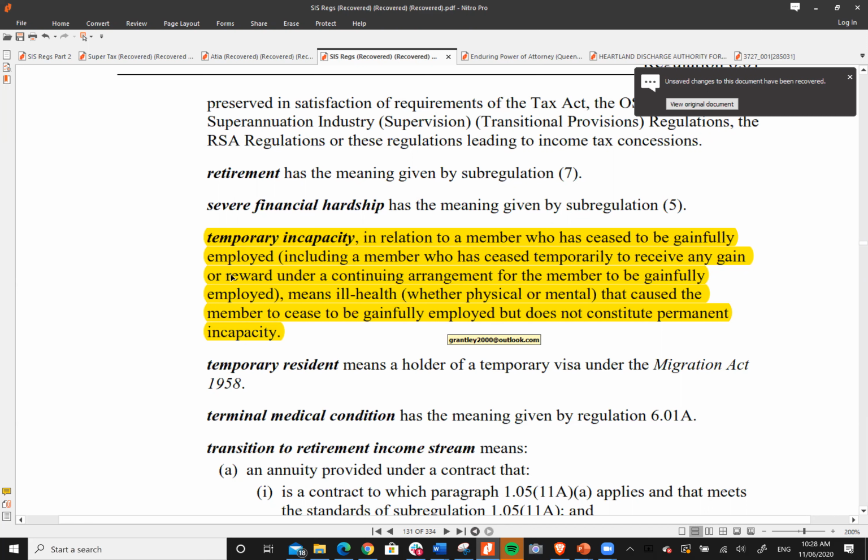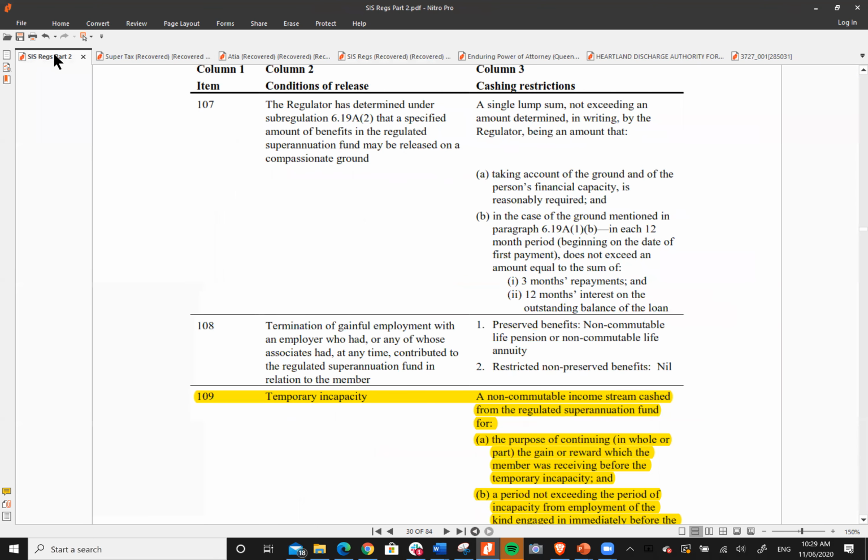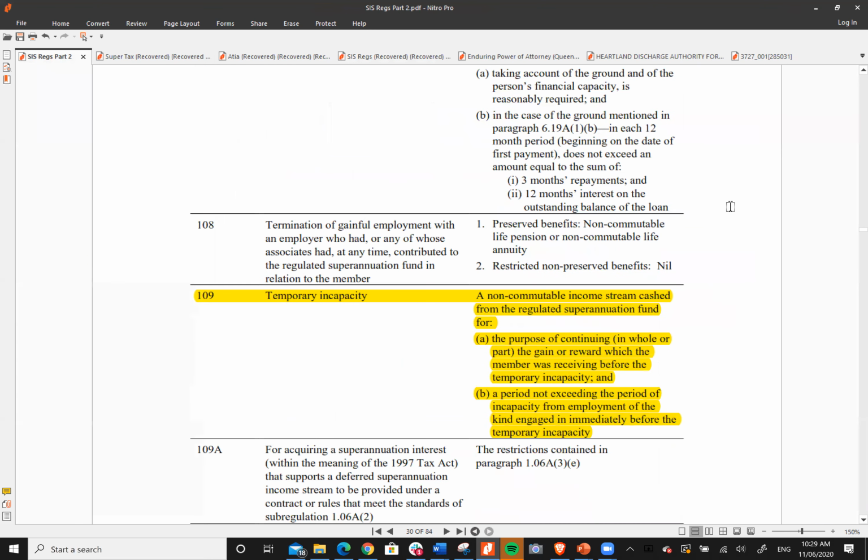So the issue is the trustee. You can see here there's no trustee determination, which is why we've put it into the deed. That's the trustee can make that determination. Remember the difference? That's where the difference applies. So we've got our temporary incapacity income stream. Now what we need to do is go through and have a look at the SIS regs part 2, which we had a look at. So again, temporary incapacity, we know what that is because we've just met that condition of release. Does everyone follow that one?